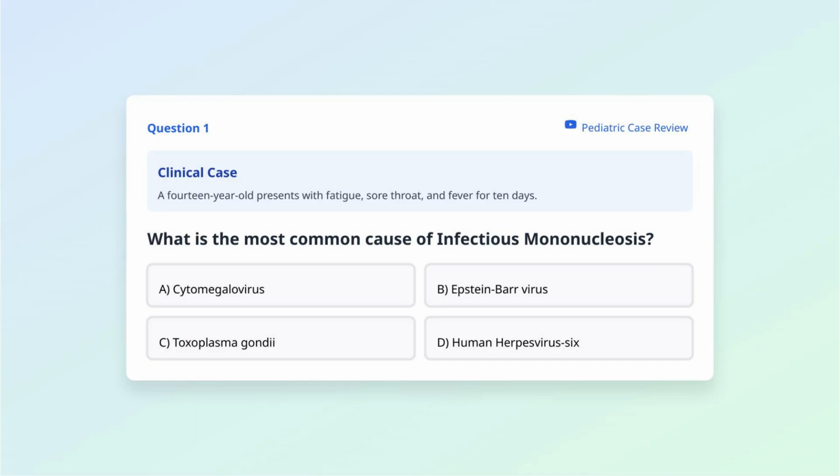What is the most common cause of infectious mononucleosis? Is it A. cytomegalovirus, B. Epstein-Barr virus, C. Toxoplasma gondii, or D. human herpes virus 6? Consider the typical etiologic agents that cause this clinical syndrome in adolescents.